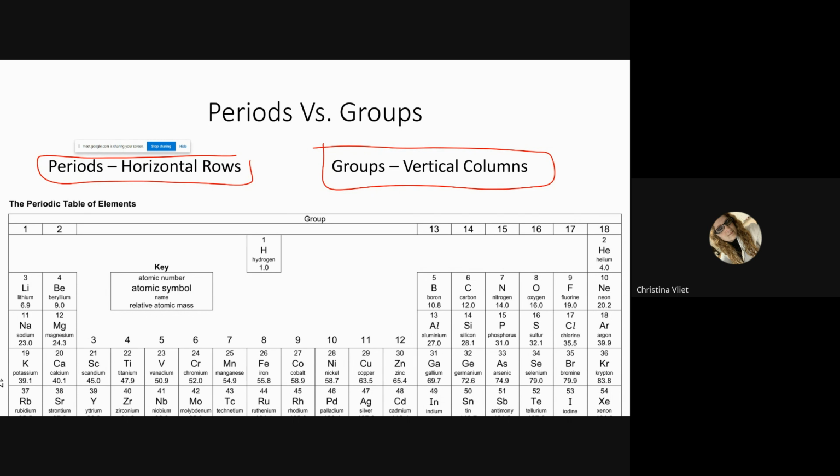Groups are the vertical columns. If you struggle with the wording, vertical means up and down, and horizontal means left to right. So when I'm comparing a period, I'm comparing elements left to right. And when I'm comparing a group, I'm comparing elements top to bottom or bottom to top. Make sure you have that written down because students do get confused about this. People get confused, and so the visual may help.